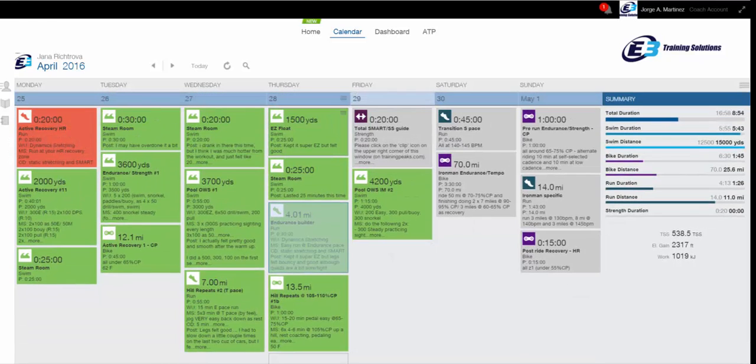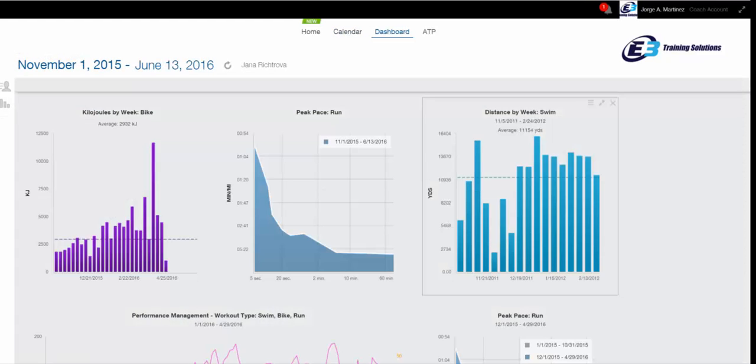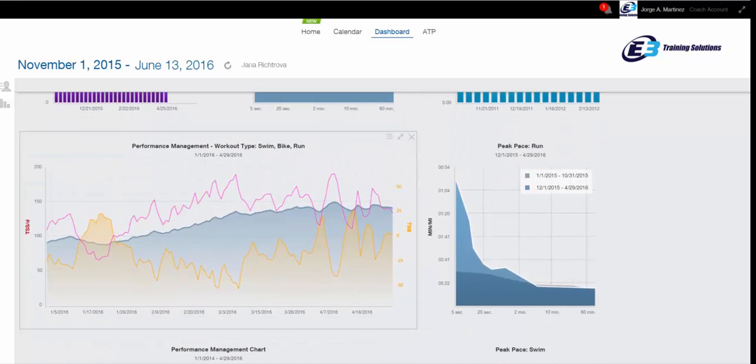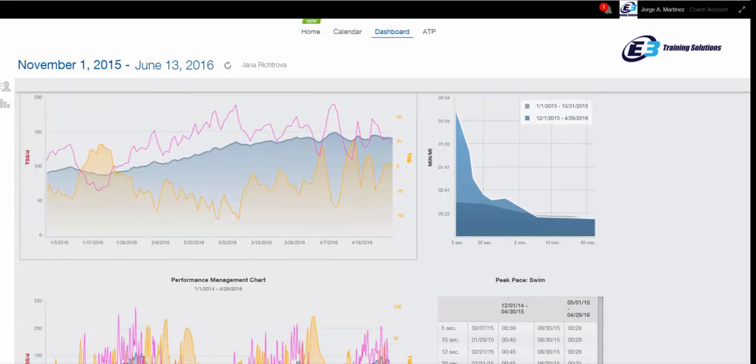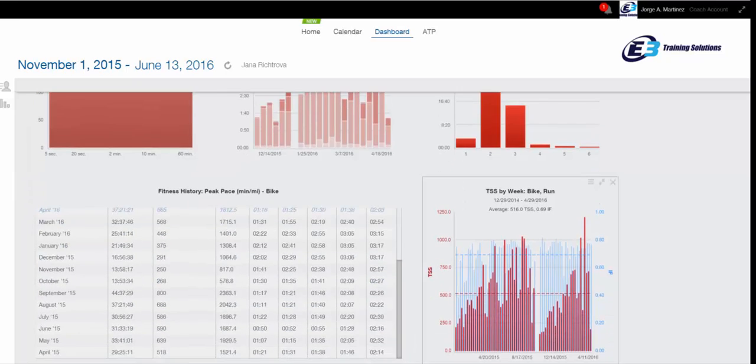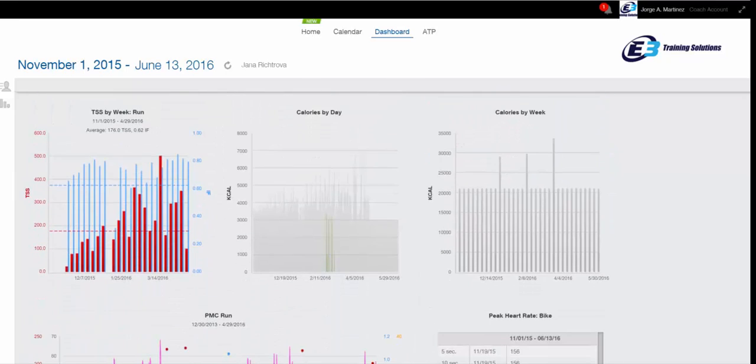And then in another video, I'll talk more about the dashboard and all these different graphs that you can use to analyze your training. I use it a lot to track your training. You can see here I have a performance management chart just for this year. I have this one for the past 2 years, and then there's a lot of different information that I use to monitor your training, and also to decide when we need to do more training, when we need to do less training, when we need to taper, and so forth.